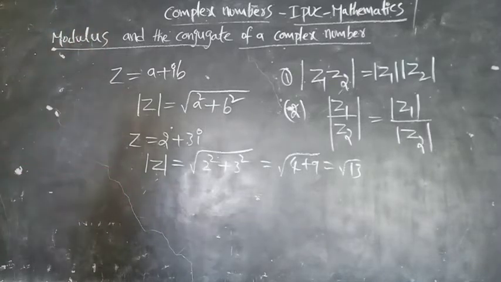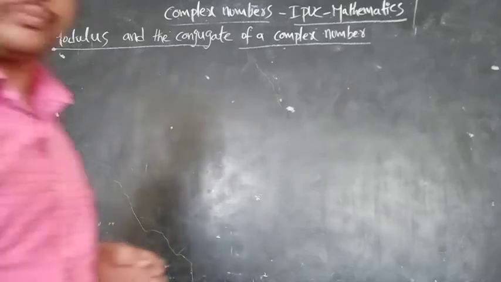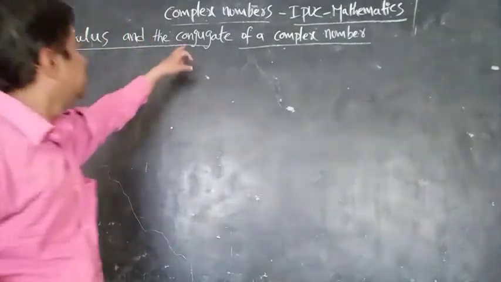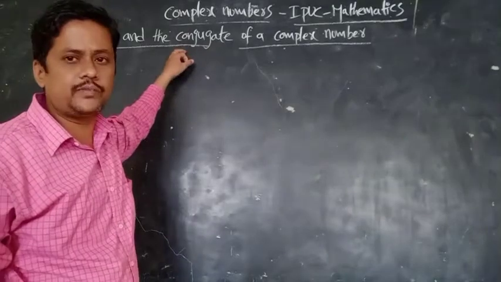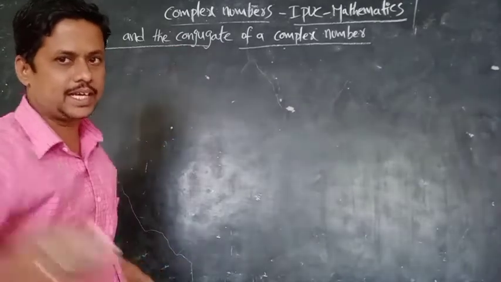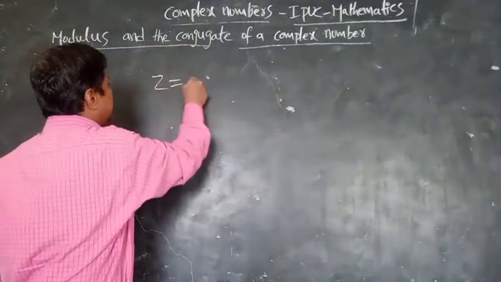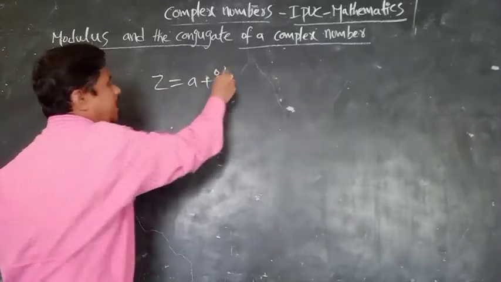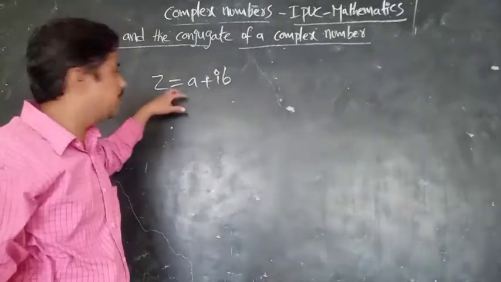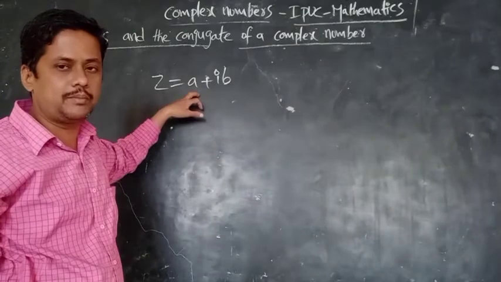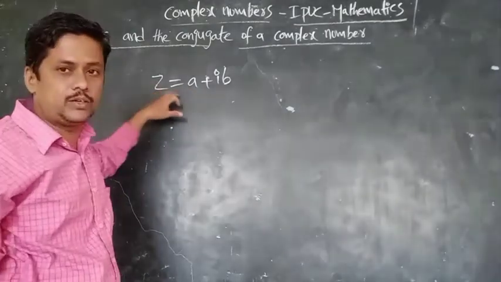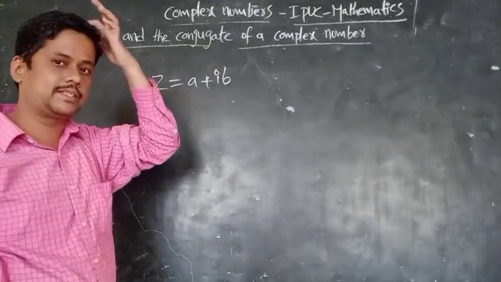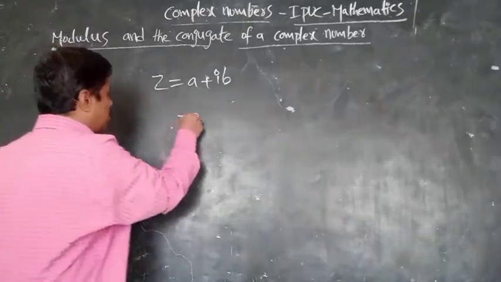Conjugate of a complex number. See, next concept, conjugate of a complex number. Let us consider z is equal to a plus ib. So the conjugate of z is equal to a plus ib can be denoted as z bar.